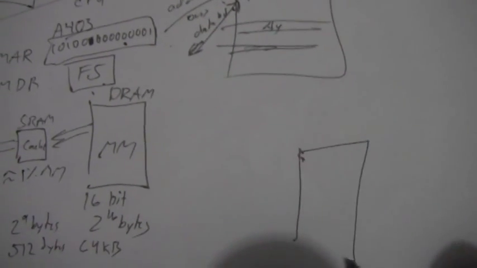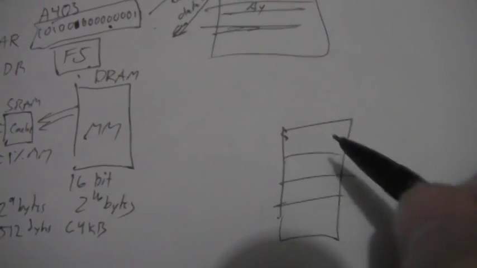So let's draw a bigger cache. Let's give it 4 blocks. And here's memory.